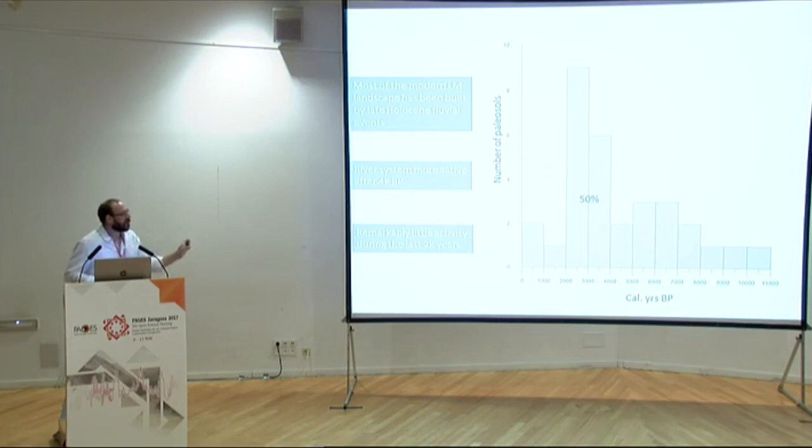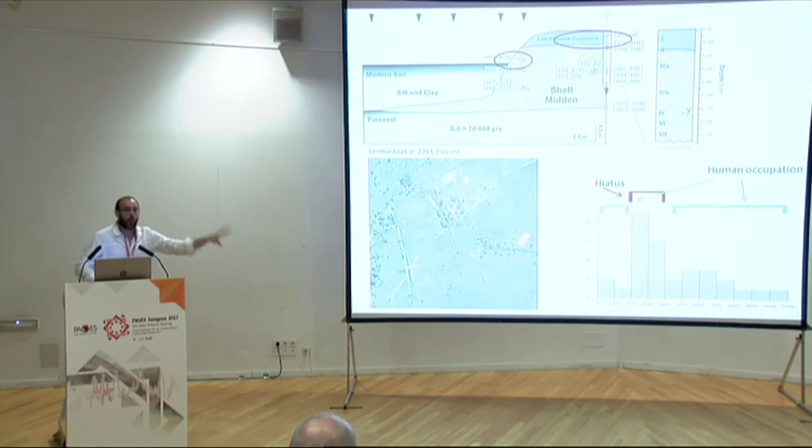So we basically have 6,000, 7,000 years of relatively little fluvial activity. Then we have a peak in fluvial activity that lasts 2,000 years, from 4,000 to 2,000, and then during the last 2,000, we have again little fluvial activity. As this is a multidisciplinary session, I want to compare this fluvial archive with the archaeological archive.